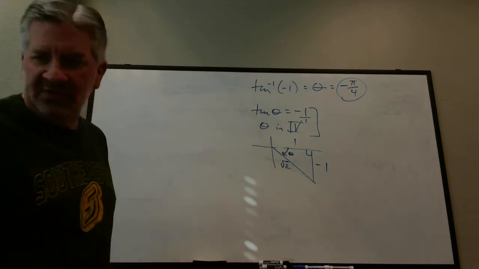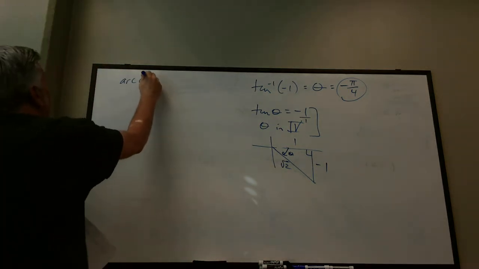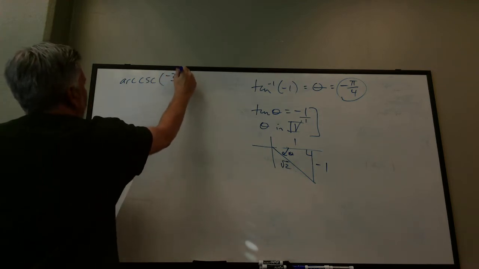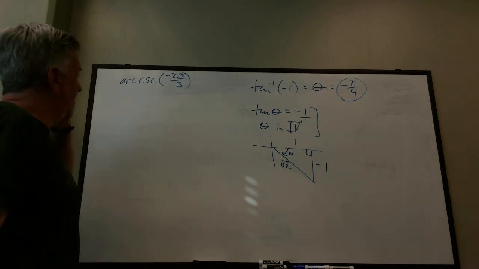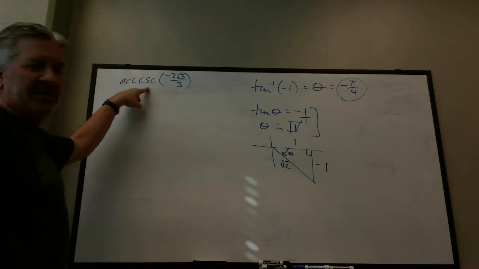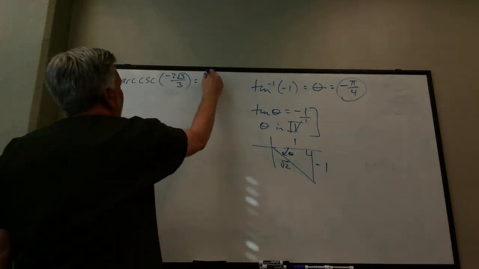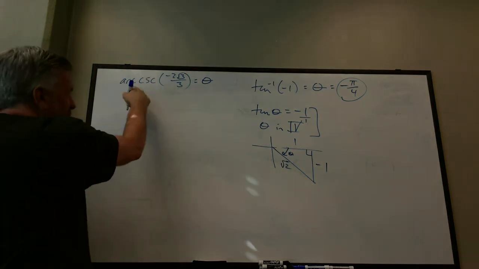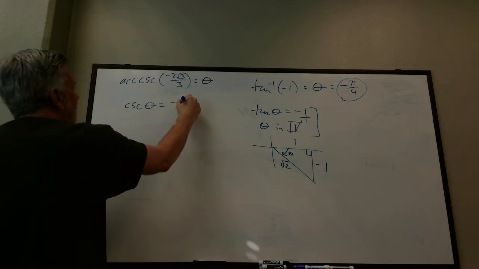Okay, and then C says arc cosecant of minus 2 root 3 over 3. Okay? So we want to find what this is. Remember, arc cosecant means cosecant inverse. Cosecant inverse of a number is an angle. I'll call it theta. Let's write our two facts. So arc cosecant of a number is an angle. So cosecant of the angle is the number. No problem.